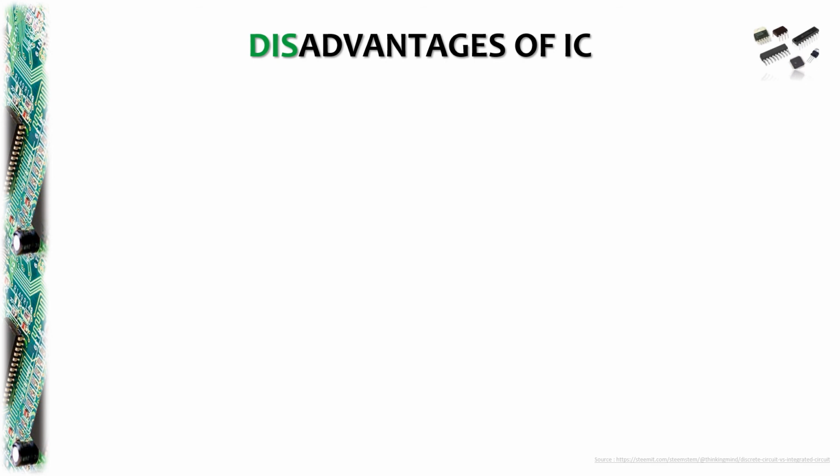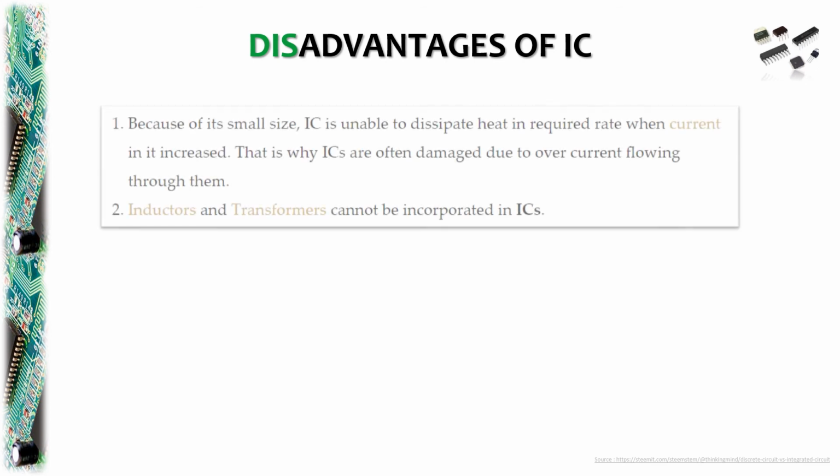So now let's see the disadvantages of ICs. Because it's small in size, an IC is unable to dissipate heat at the required rate when current in it increases. Right, it cannot bear that heat, and that's why ICs are often damaged due to the overcurrent flowing through them.